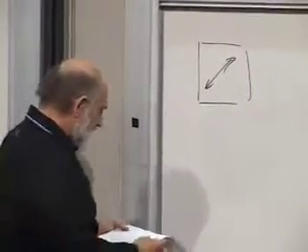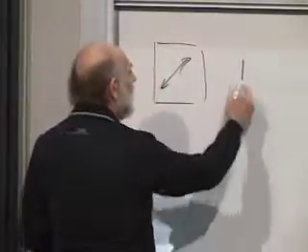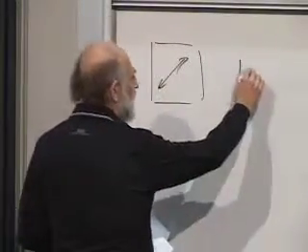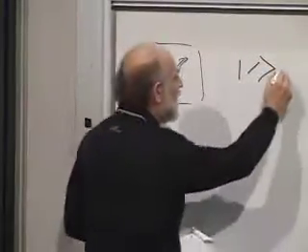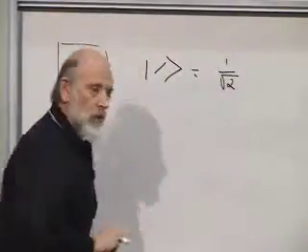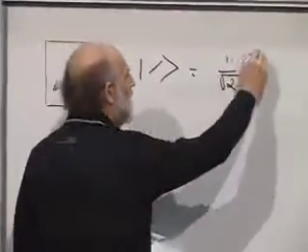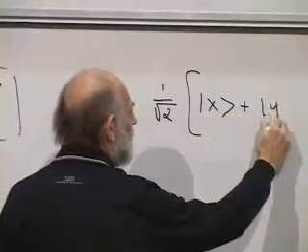Okay. So it makes sense then to identify this polarization, which I'll label that way, as 1 over the square root of 2, that's just there to normalize it, times (x plus y).